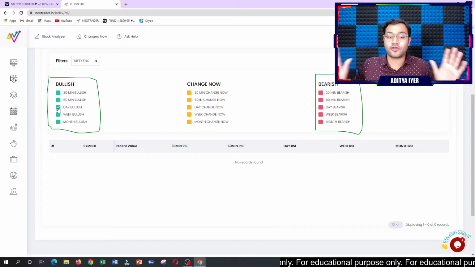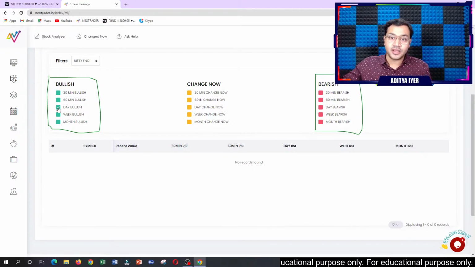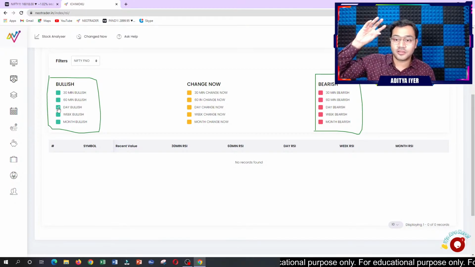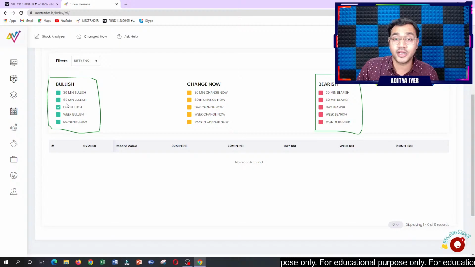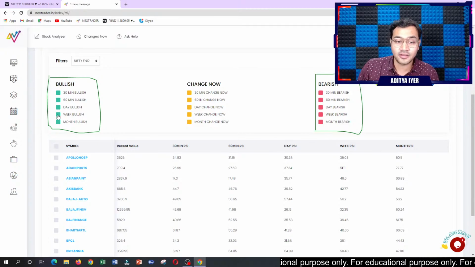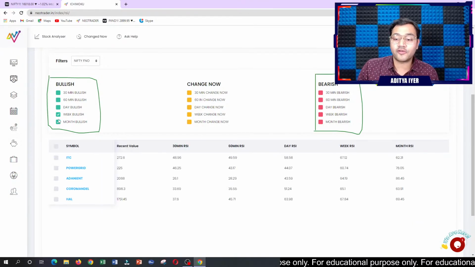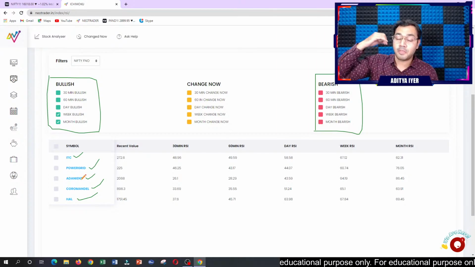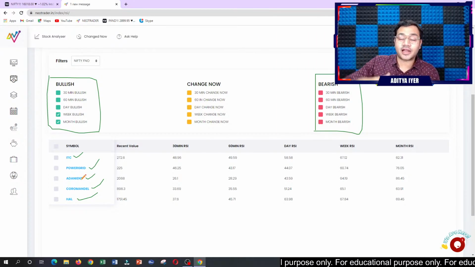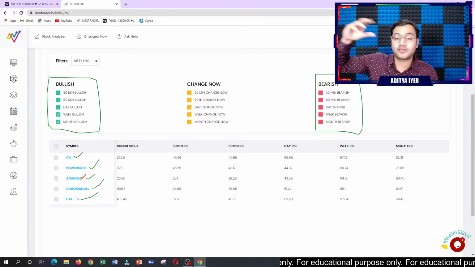The fact that you're not seeing any stock in bullish means everything else is in bearish. It is giving an idea that, boss, the market is not really very conducive for a long right now. The selling pressure is going to continue and it's still going to be high, right? So I didn't find anything in day, so I'll go to week and month. So what do I find now? I find that these stocks here, which are ITC, Power Grid, Adani Enterprises, Coromandel and HAL, are bullish, not on the daily time frame, but at least on the weekly and the monthly time frame.